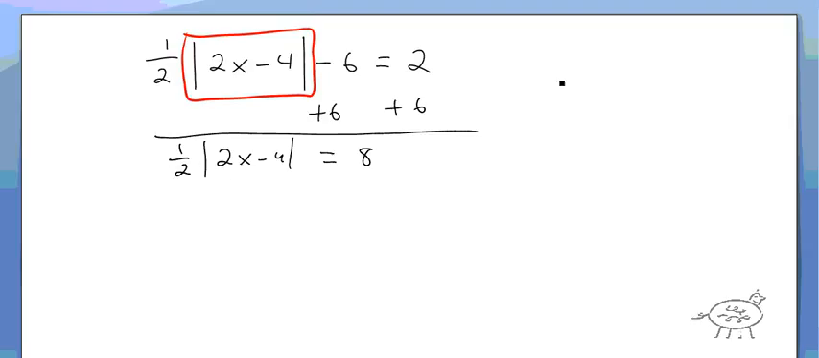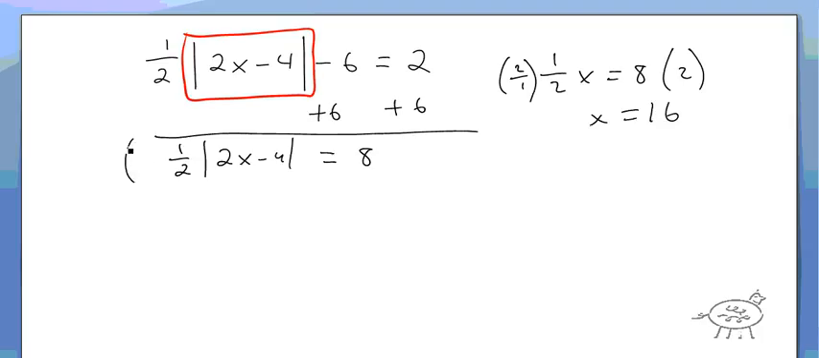It's like if I had 1/2 x equals 8. How do I solve for x? I multiply by the reciprocal. Don't divide by 1/2. That's messy. Multiply by the reciprocal. So you get x equals 16. So it's the same thing here. I'm going to multiply this by the reciprocal and multiply this by 2 also. So that cancels, and I get absolute value of 2x minus 4 equals 16.